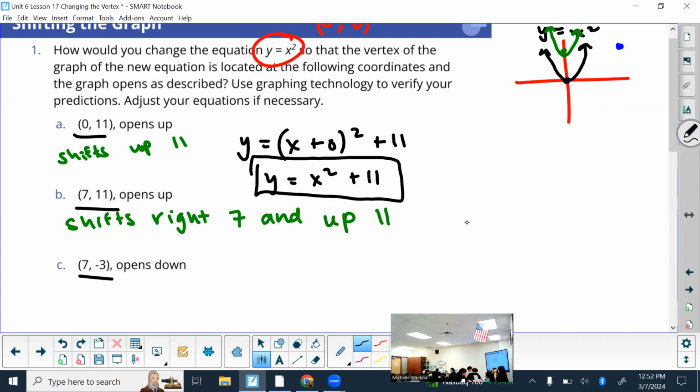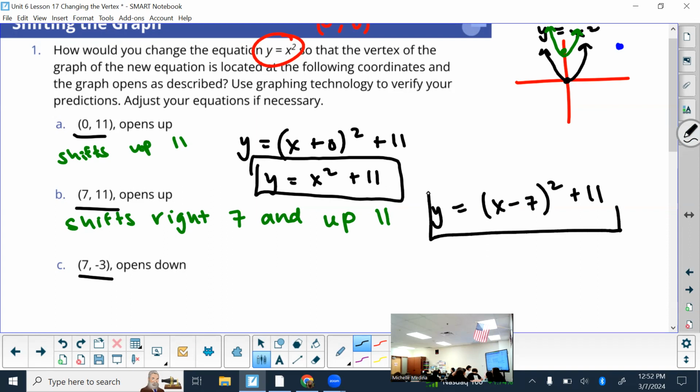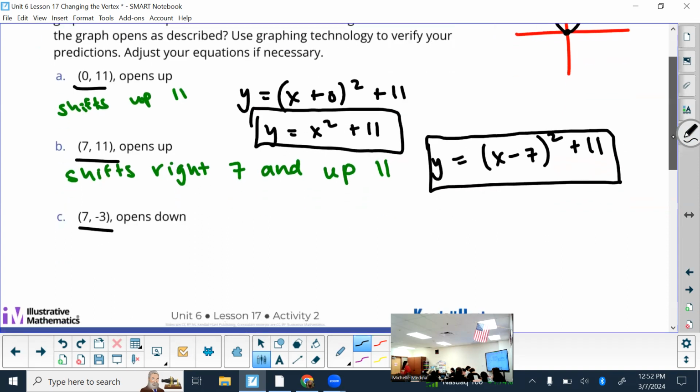So for 1B, what would the equation be? Oh, it would be y equals (x minus 7) squared plus 11. Okay, good. So when it looks like x minus a number in parentheses, it's going to the right. And then we already talked about that one.